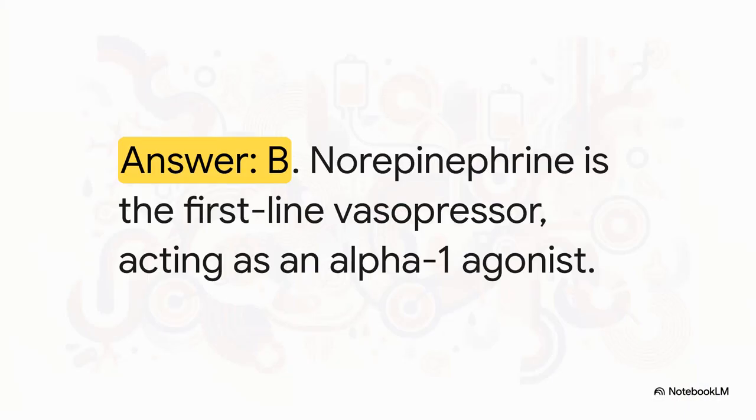B is the correct one. Norepinephrine is absolutely your first-line go-to, primarily because its potent alpha-1 activity actively constricts the peripheral vasculature. That increases systemic vascular resistance and mean arterial pressure. Plus, it's got this mild beta-1 activity that helps maintain cardiac output. It's just a much safer profile compared to, say, vasopressin, which we have to restrict to a fixed low dose to avoid mesenteric ischemia, or phenylephrine, a pure alpha agonist that actually induces reflex bradycardia, not tachycardia.